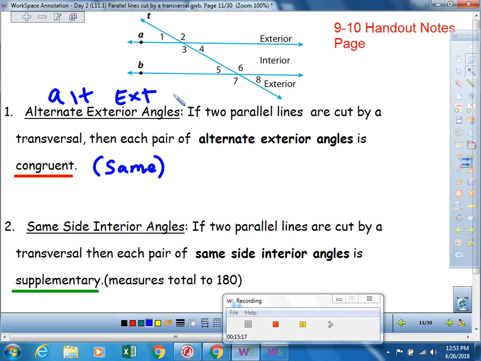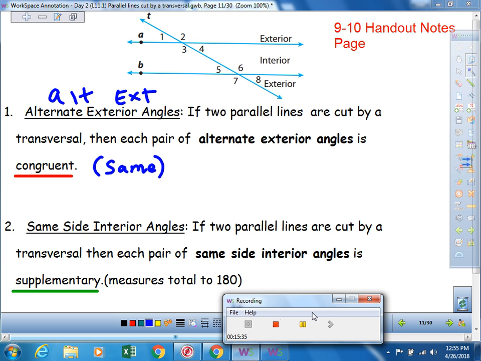Same side interior. So if two parallel lines are cut by a transversal, then each pair of same side interior angles is supplementary. So what does that mean? It means that they add up to 180 degrees.